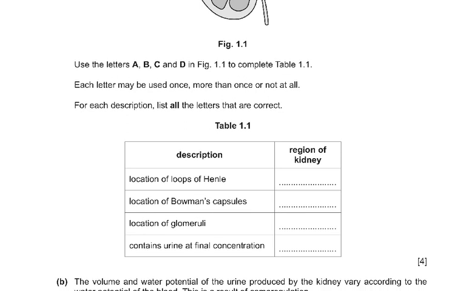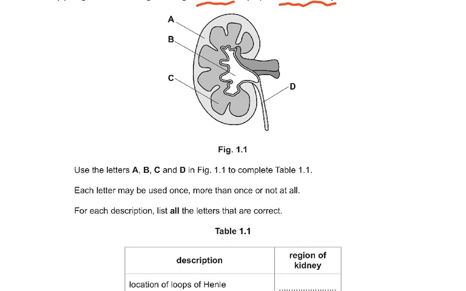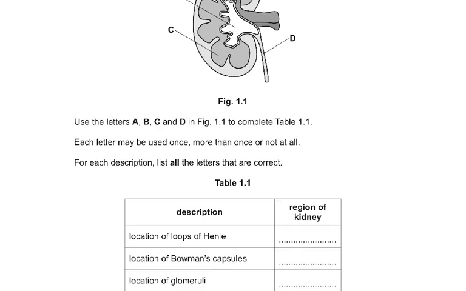So location of loop of Henle. Where is that? Where is the loop of Henle? Now, if you remember, the loop of Henle is in the part C, which is the medulla. So location of the loop of Henle is C. Then location of the Bowman's capsule. Where is that? That is in A. And then location of the glomerulus is again in A.